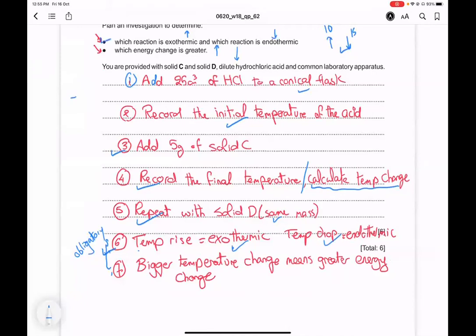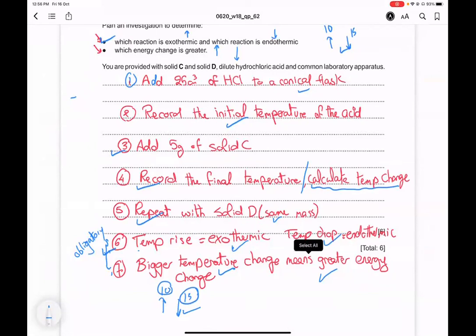You covered the first bullet point this way. The second bullet point, which energy change is greater, the bigger temperature change means greater energy change. Yani if it increased by 10 and decreased by 15, I don't care. This means the endo gave me a larger energy change. He's not focusing on which increased and which decreased. He's focusing on the values.